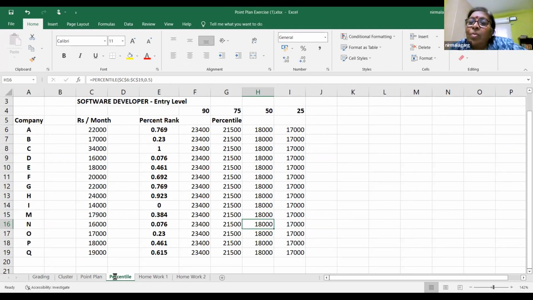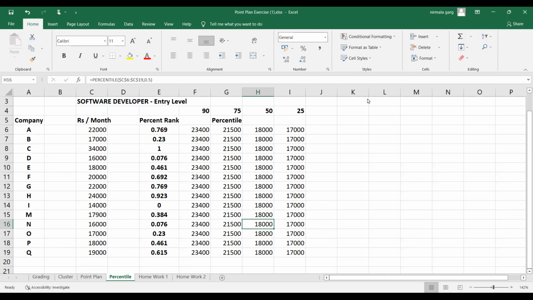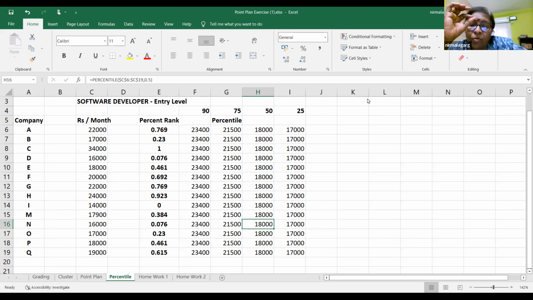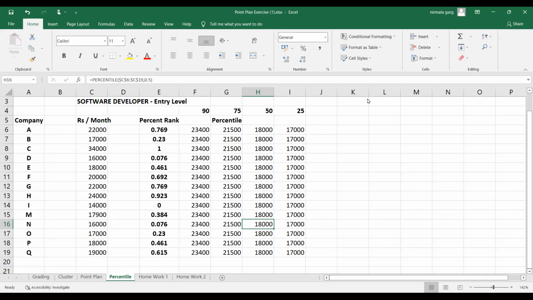Tell me guys, how will you go about it? Give me a clue. What salary will you offer? The question is like that. I gave you two inputs. You're all founder members, you want to start a company and hire software developers, and the one piece of data I'm giving is that you want to pay the 90th percentile of the market. How will you go about it?